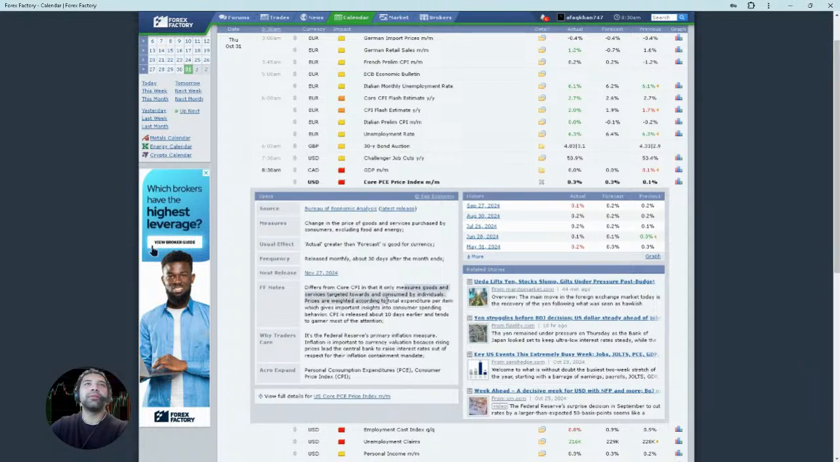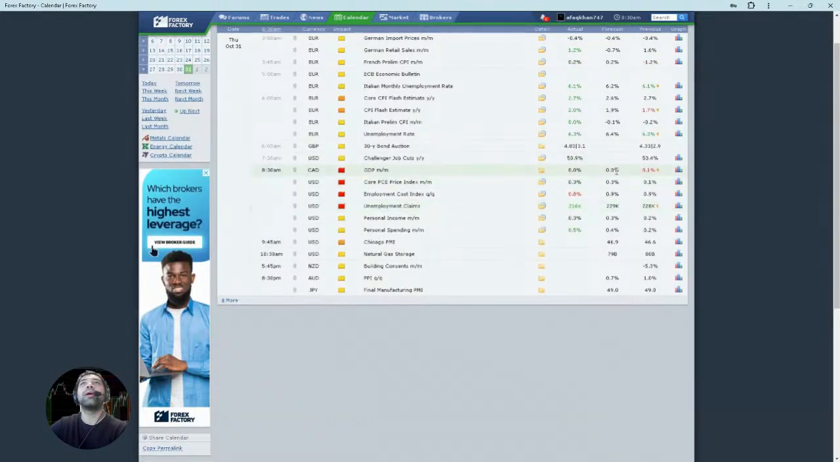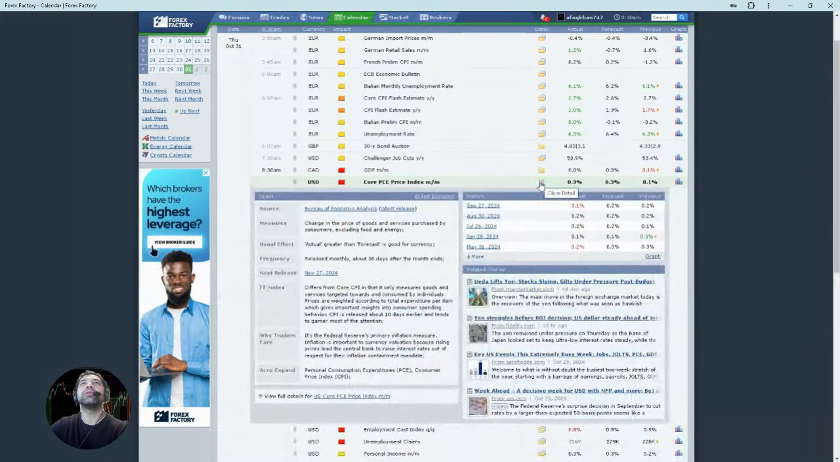Prices are weighted according to the total expenditure item. CPI is important. It's released about 10 days earlier and tends to garner the attention. So guys, these are basically covering almost the same stuff, but it is based on a different idea than that one. So it is equivalent to what? It is a really important indicator to determine the NFP stuff.